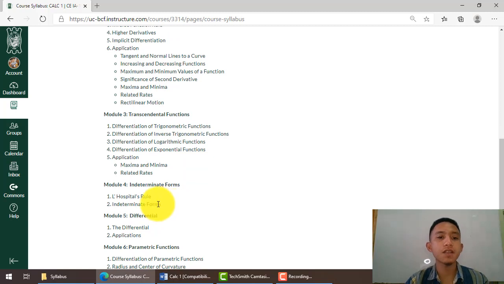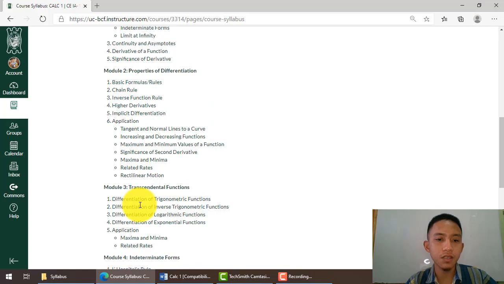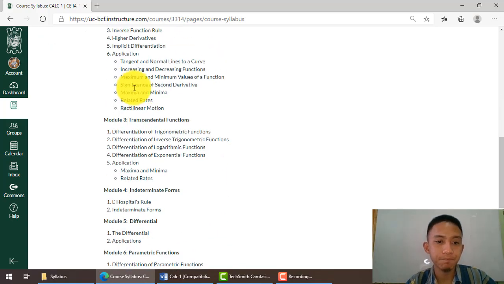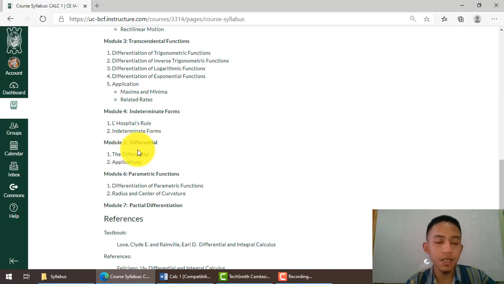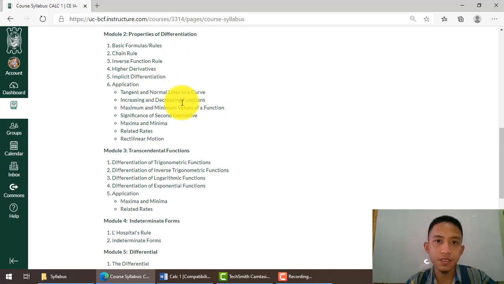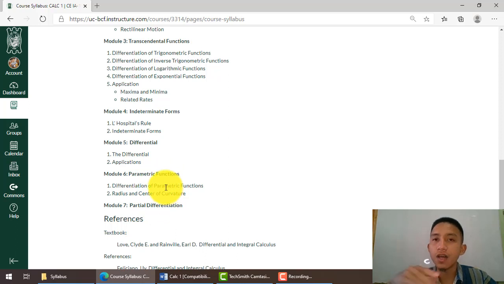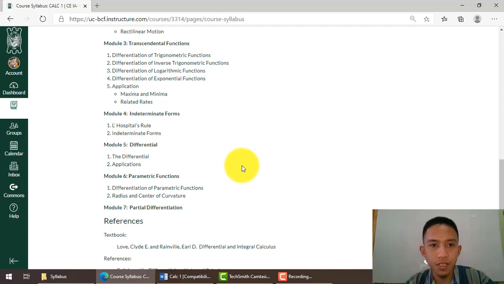So you have here your module 4. L'Hopital's rule is actually about indeterminate forms, which is a continuation of your limits. And then differentials, another approach on how to deal with your derivatives or differential equations. And then parametric functions. If we can reach this part, the partial differentiation is what you will need if you go on to higher mathematics. So that's it for the topics.